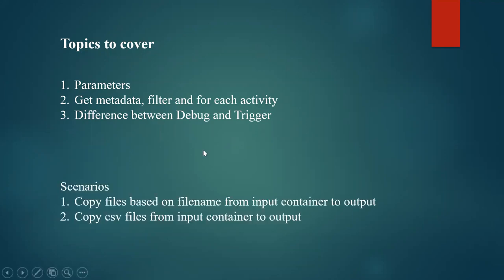And the scenario: how to copy files based on a file name from input container to output. Let us say there are multiple files. Yesterday we covered one scenario. If we have multiple files, we need to pick only some files based on their file name, maybe starting with some name or ending with some file format. Specifically, if you want to pick the files based on the file name, how can we pick only those files and how can we copy them to the destination?